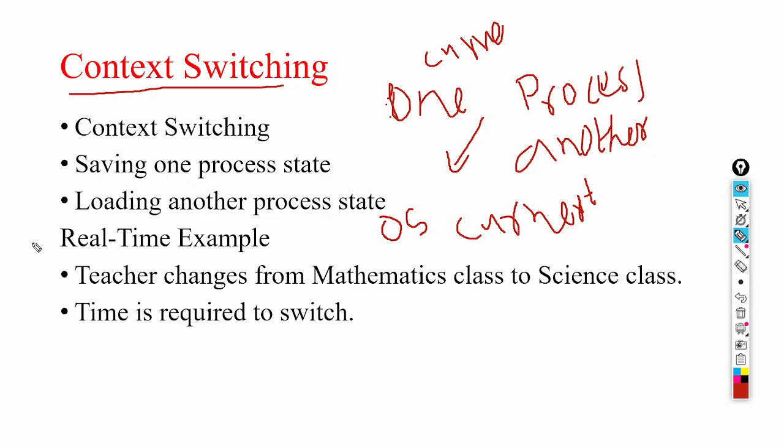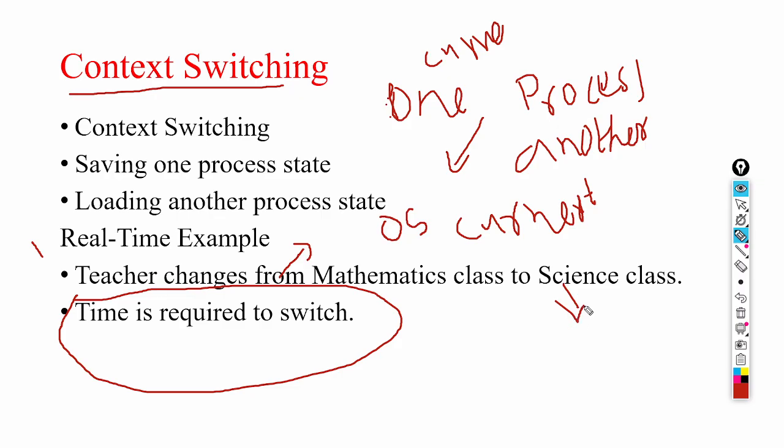I will give a real-time example. The teacher changes from the mathematics class to the science class. So time is required to switch. The teacher is switching from the maths class to the science class. This is nothing but context switching. Okay.